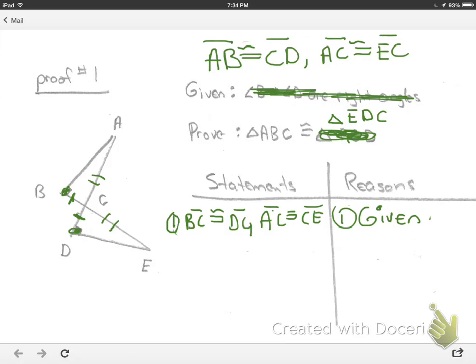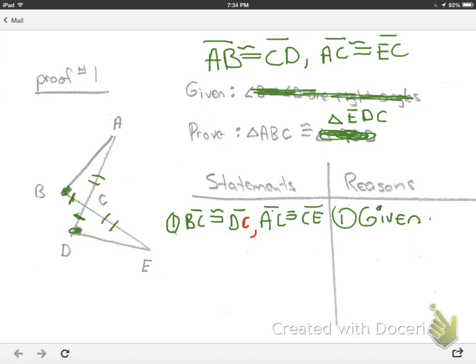Touch up that letter C and put a comma there. All right. I'll give you just a second to get caught up, and then we're going to do this proof. As a reminder, when I check these papers, these proofs had better be filled in and be correct.